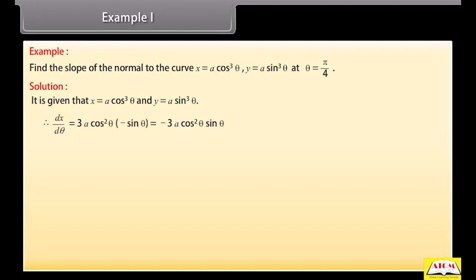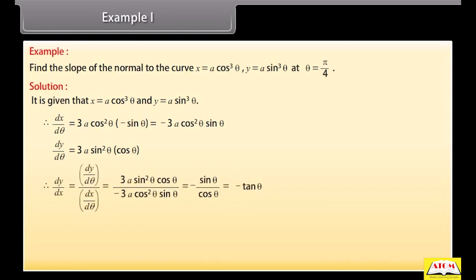Therefore, dx by d theta is equal to 3a cos square theta into minus sin theta, which is equal to minus 3a cos square theta into sin theta. dy by d theta is equal to 3a sin square theta into cos theta. Therefore, dy by dx is equal to dy by d theta upon dx by d theta, which is equal to 3a sin square theta into cos theta by minus 3a cos square theta into sin theta, which is equal to minus sin theta by cos theta, which is equal to minus tan theta.